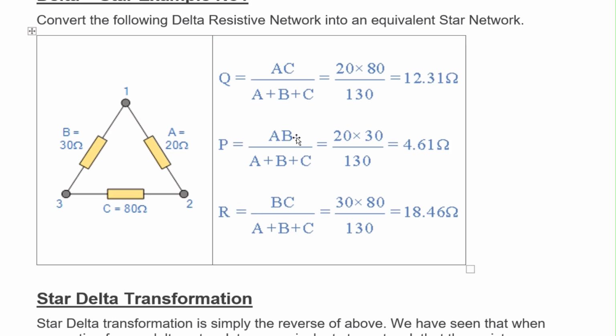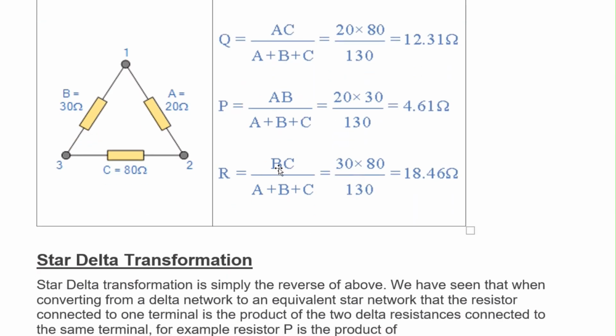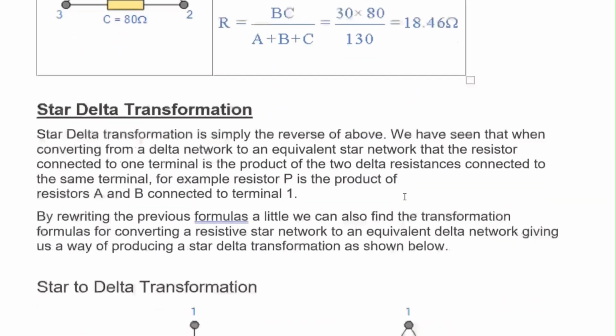So P will be equal to AB divided by sum of ABC. 20 into 30 divided by 130 becomes 4.61. Q will be equal to AC divided by sum of ABC, and that is equal to 20 into 80 divided by 130, 12.31 ohms. R will be equal to BC divided by sum of ABC, and that is equal to 30 into 80 divided by 130, and that calculates to be 18.46 ohms.